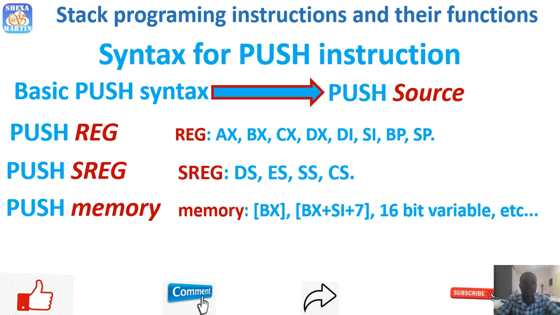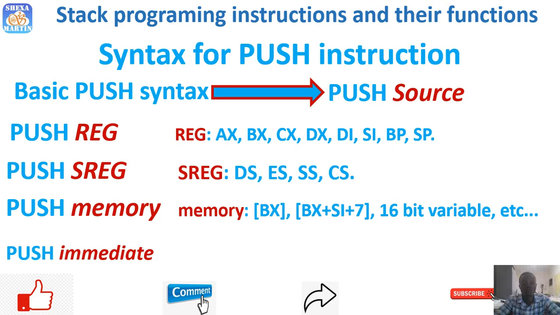And then we have bx plus si plus 7. Which addressing mode is this one? 1, 2, 3, 4, 5. So this one is based indexed with displacement, right? So you can push an immediate value.